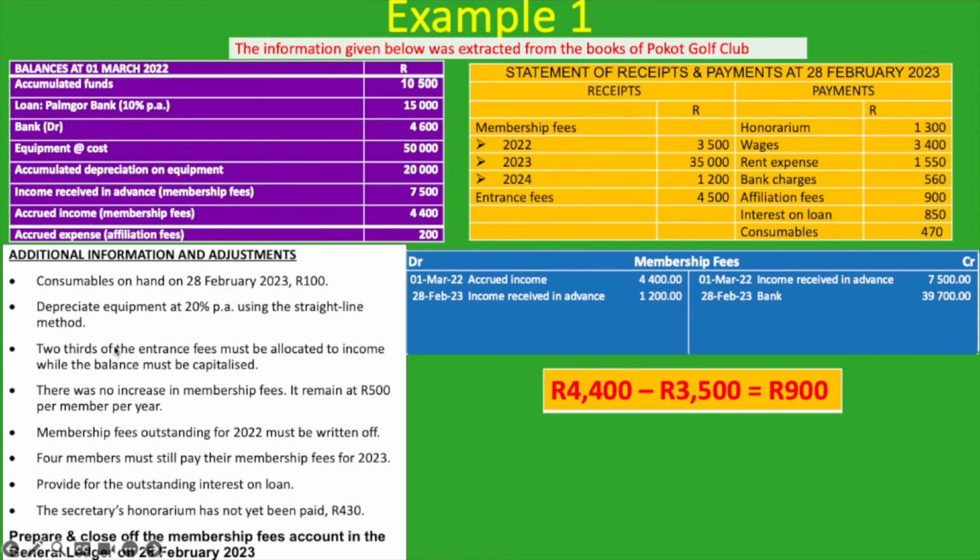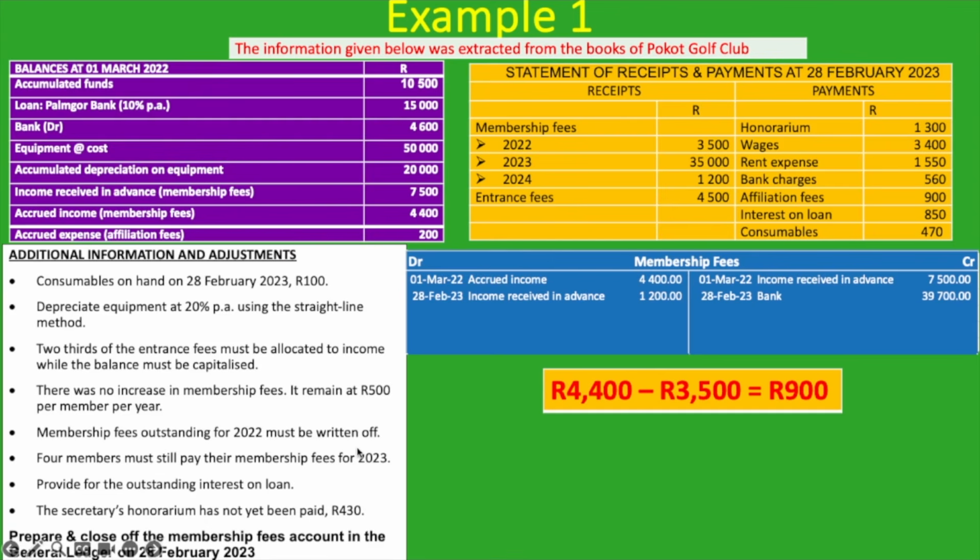Depreciation, that is not membership fees. 2/3 of the entrance fees must be allocated to income. These are entrance fees, these are not membership fees. There was no increase in membership fees. It remained at 500 Rand per member per year. Okay, that is fine. We might need that later. Membership fees outstanding for 2022. Now look at that. Membership fees outstanding for 2022 must be written off.